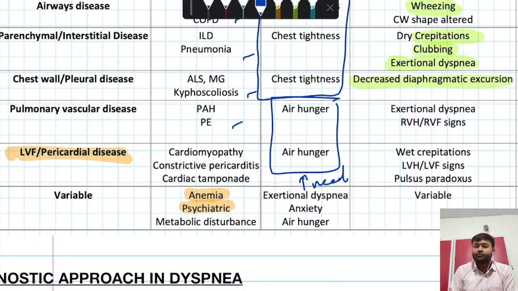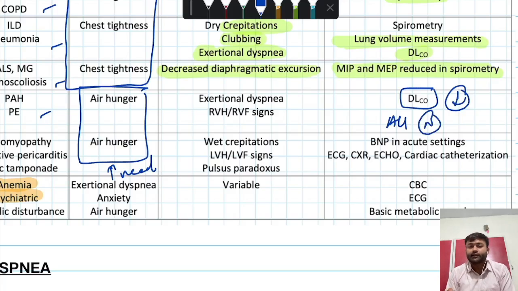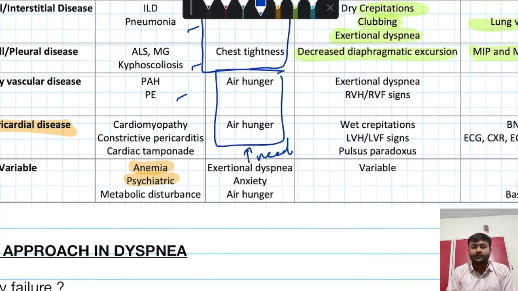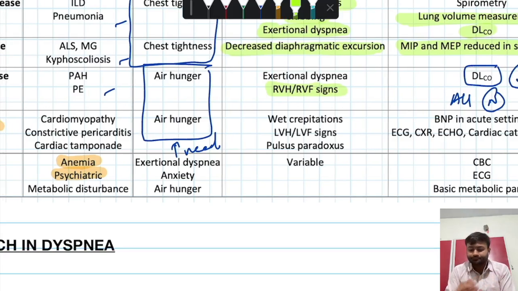And if it's a pulmonary vascular disease, then likely DLCO will be decreased, whereas all other features of pulmonary function testing will be completely normal. And if the disease is very long lasting, then right heart failure and right ventricular hypertrophy will be present. So jugular venous distension, pedal edema, and even cardiac cirrhosis would be present in the patient.